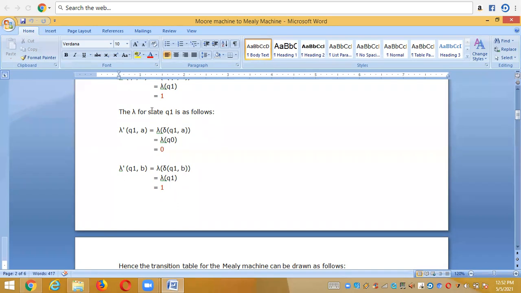So with this we completed the two states for doing the extended output function, q naught and q1. And we do not have more than q naught and q1. Only q naught and q1 states are in the given machine. So with this, the extended output function simplification, that means the calculation, is completed.